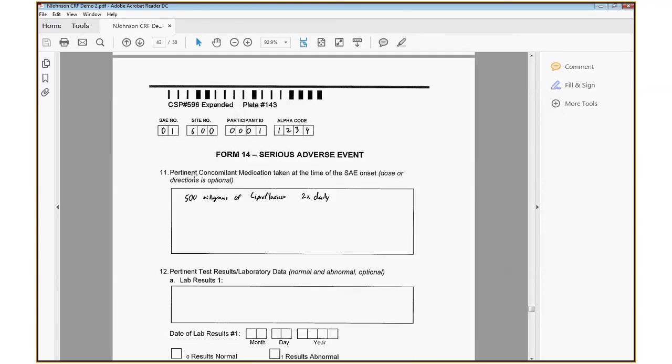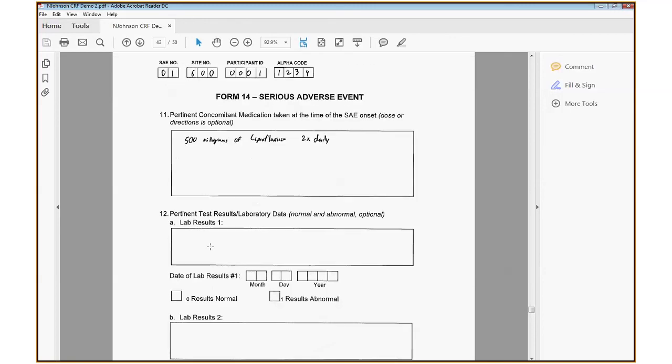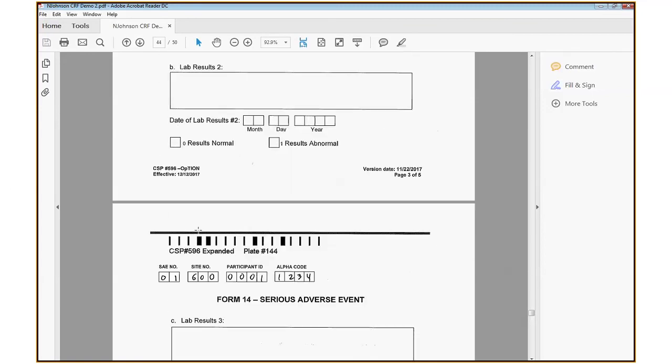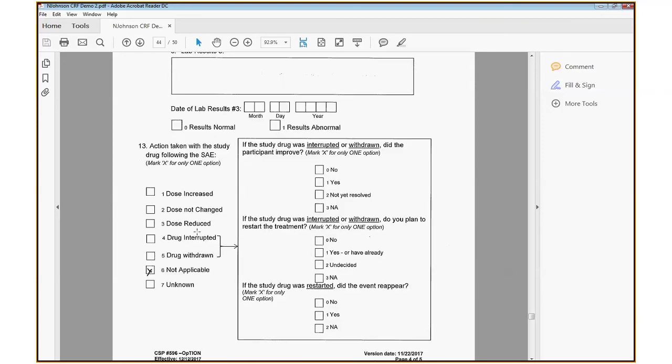With the combination taken at the time of the SAE, they were prescribed for treating this SAE. Any lab test results, again, this was made up, so there are no lab results associated with this, but you will include any lab results there. And action taken within the study. This is not considered related to the study. This is a determination that will be done by the LSI, and the chair's office can be contacted for advice as well.